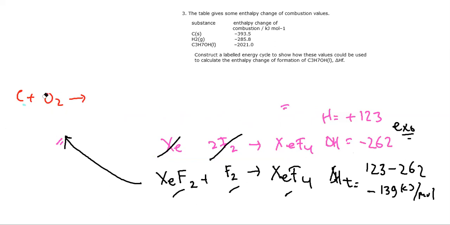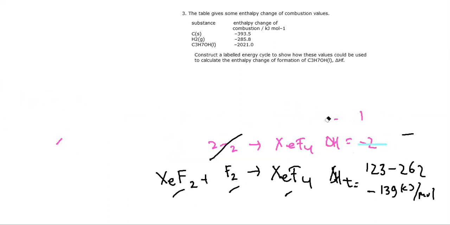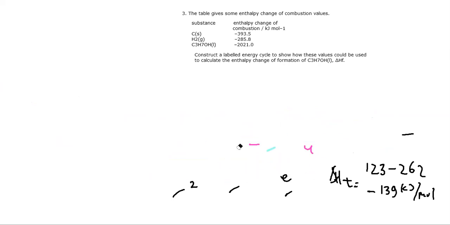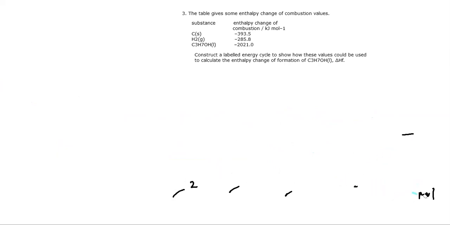And then, for example, I have another question here. The table gives some enthalpy change of combustion values. For the substances, you have carbon, hydrogen, and propanol, and they give you the standard enthalpy change of combustion for carbon, hydrogen, and propanol.